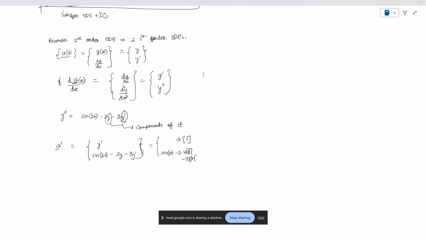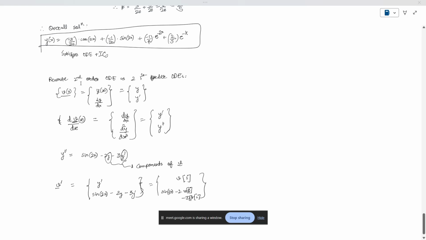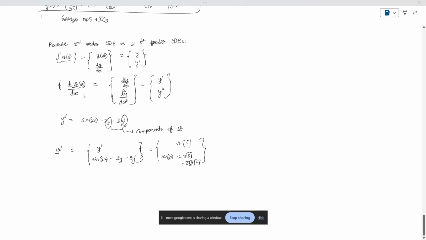So I'm writing this in the zero index notation, which is what we use in the Python code. What I want to stress here is we have gone from a single ODE, which is a second order ODE, and now replaced it with two first order ODEs.